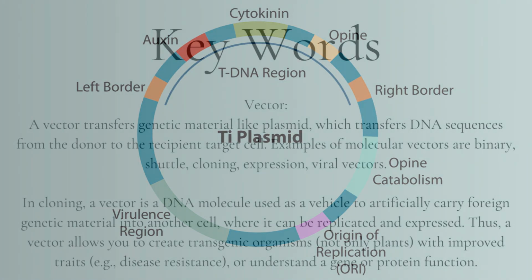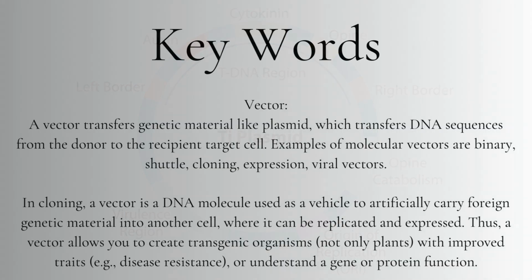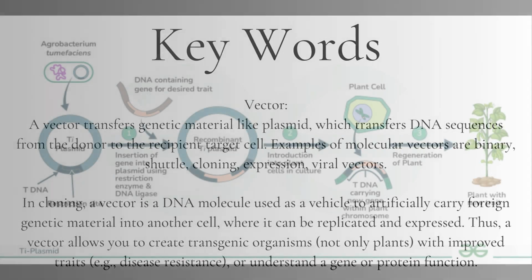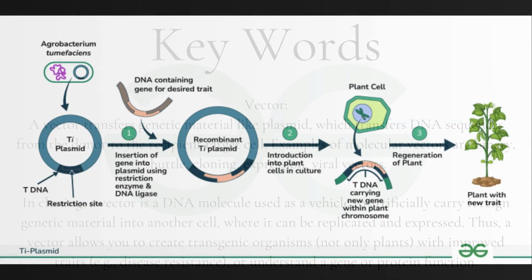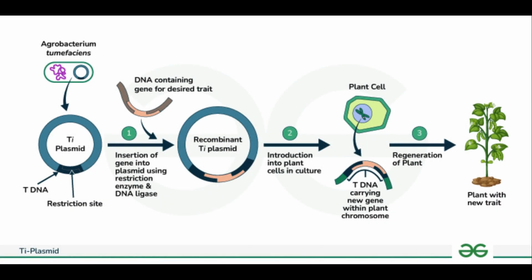Our next keyword is a vector. A vector is a vehicle or a medium. It is a carrier that transfers DNA from one cell to another. It helps in genetic engineering by inserting new genes into organisms. Examples include plasmids, viral vectors, and cloning vectors. Vectors are used to create transgenic plants and animals or to study genes and proteins. Here we see a diagram of the Agrobacterium Ti plasmid being used as a vector, which we will elaborate further.